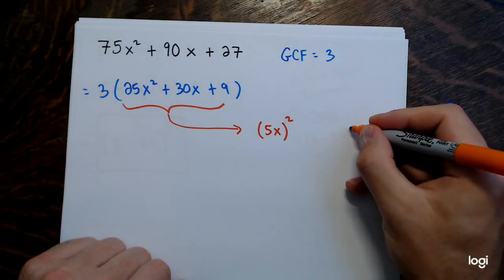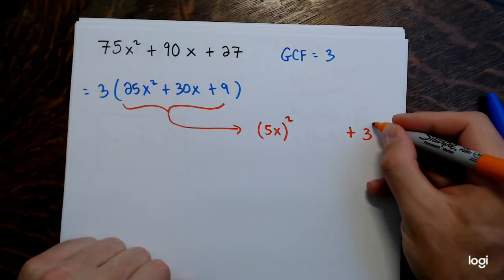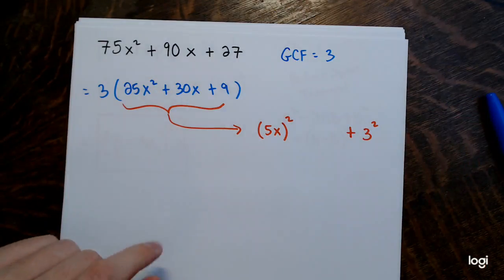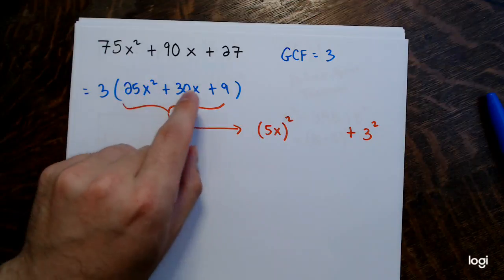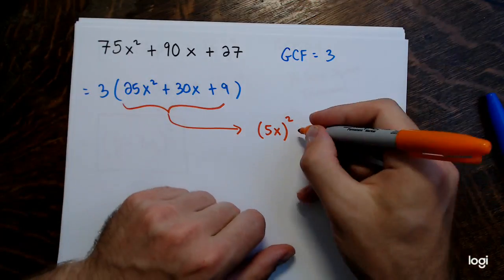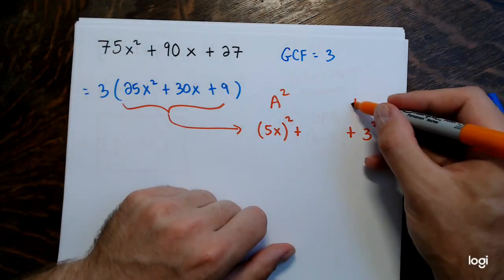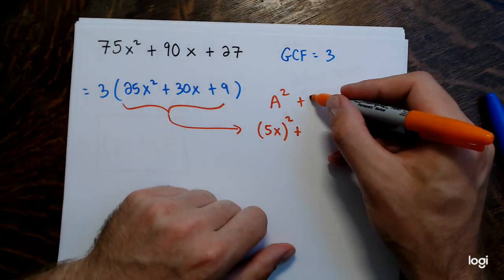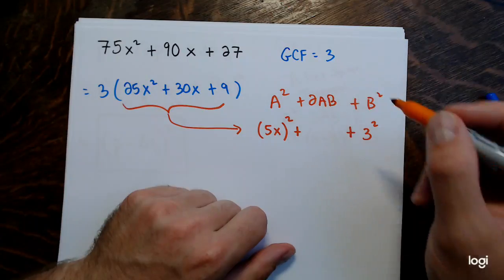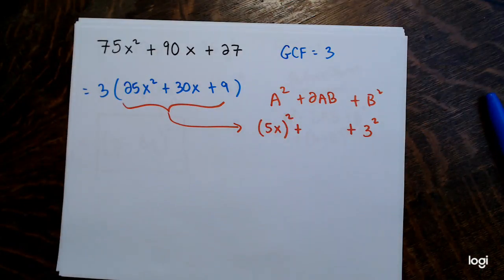The last term, 9, is a nice square, 3 squared. So the first term in here is a nice square. The last term in here is a nice square. Is that middle term, so I have the a squared, I have the b squared, is that middle term plus 2ab? Because if it is, then we have a perfect square trinomial, and it'll factor to just a plus b times a plus b.